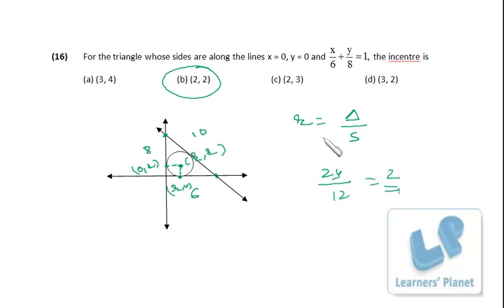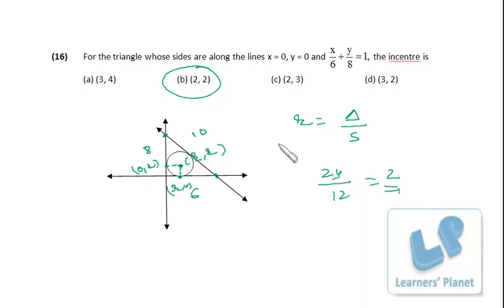So this is 2. That means r is equal to 2. That means the radius of this in-circle is 2. That means this point should be (2, 2), this length is 2, this length is 2. That means the coordinate of the in-center must be (2, 2). This is one more way to find out the answer. So if there are two options having the same x and y coordinate, then you can go this way as well. Here I have used the concept from coordinate geometry as well as normal geometry.